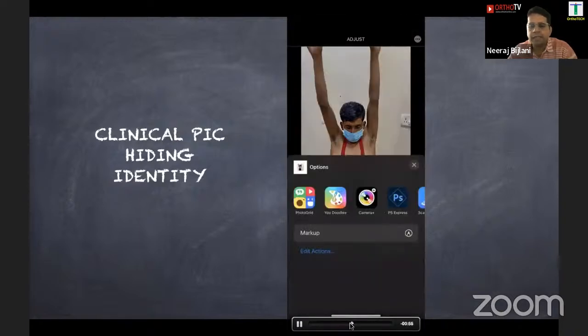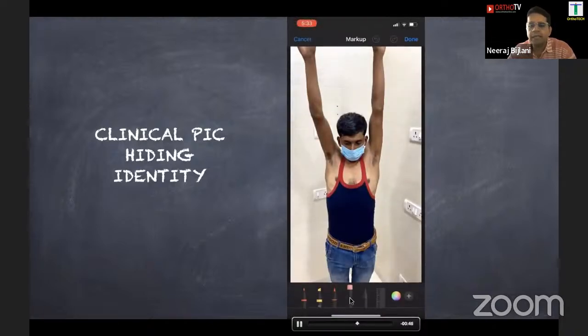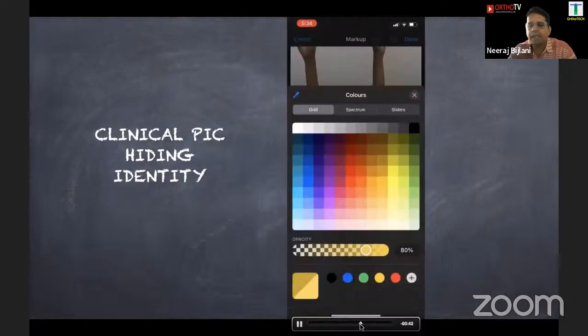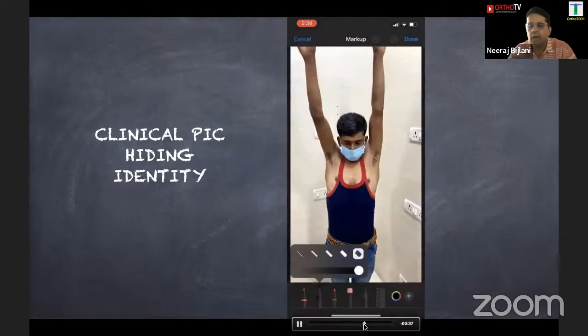So I would use this external app. These are the external options available for me, and I choose something called markup. So when I click on markup here, I get these options of drawing. As you can see, I get these multiple pens and I'll just select one of the pens and with a black color, preferably, or a red color, I would want to hide whatever is identifying the patient. So here there are two things which identify the patient. One is the belt of the patient and one is the face of the patient.